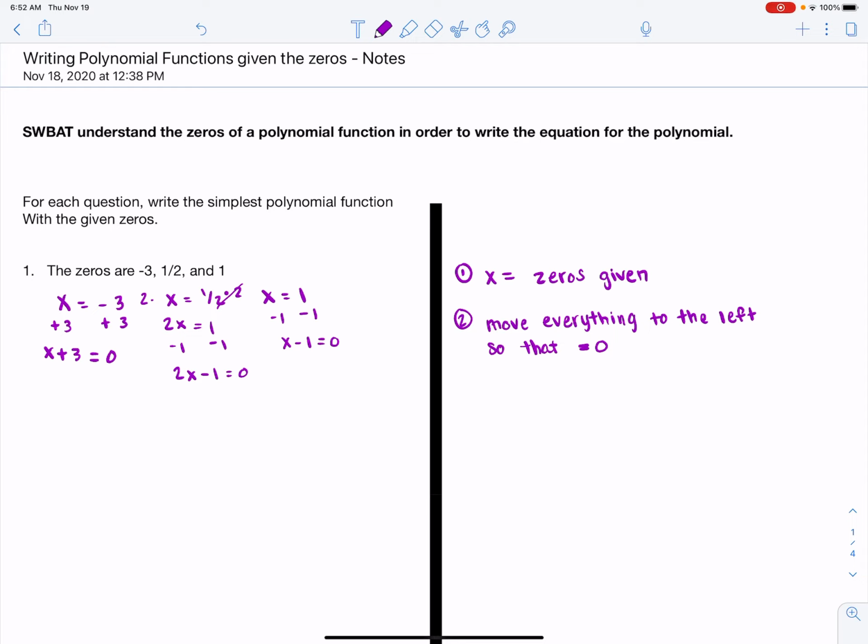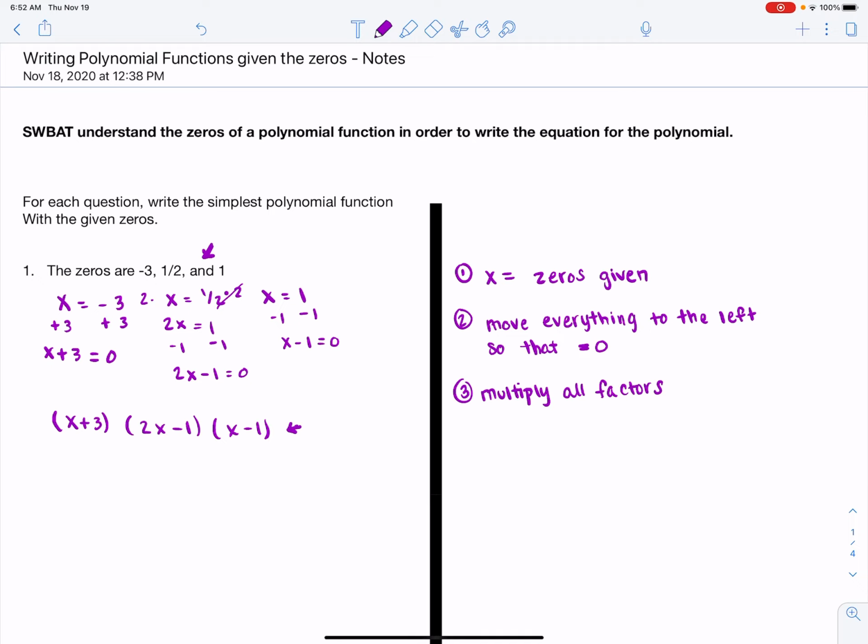All right, now, these are your factors. So we know that we have a factor x plus 3. We have a factor 2x minus 1. And we have a factor x minus 1. And I can find the polynomial if I multiply all of those factors together. Okay, so step 3, we're going to multiply all factors. So these were the roots or the zeros. These are the factors. Now if we multiply all that together, we will have the polynomial.